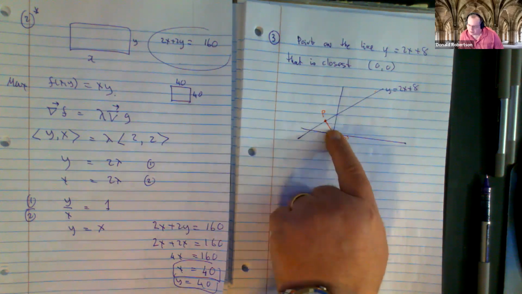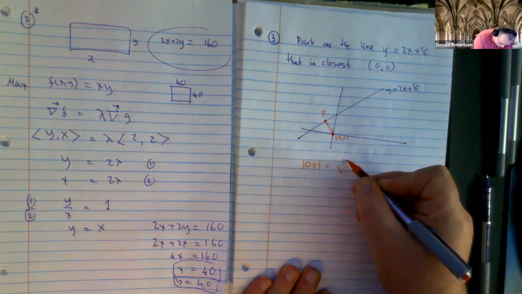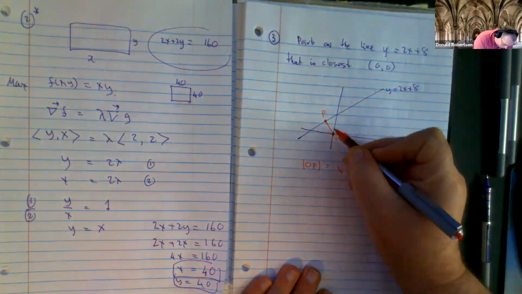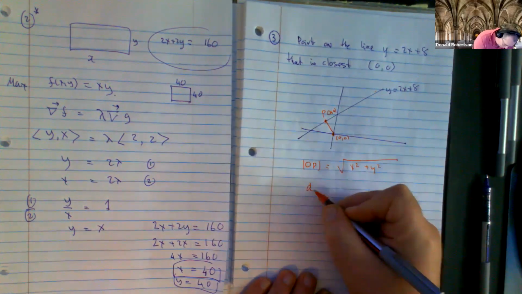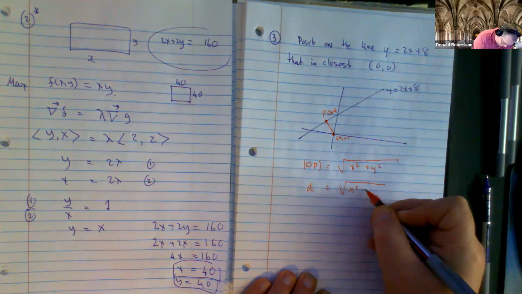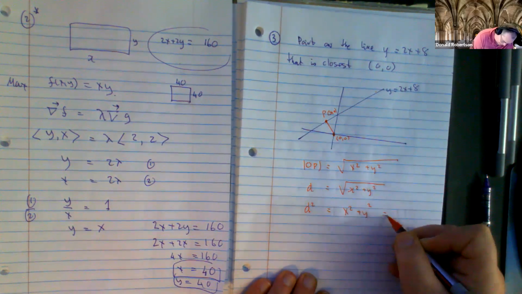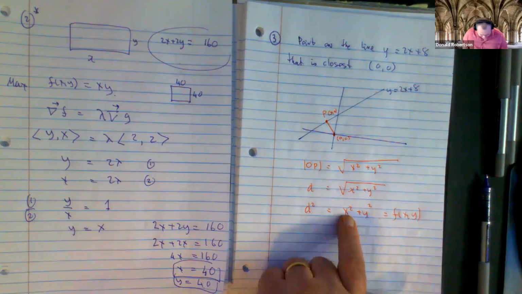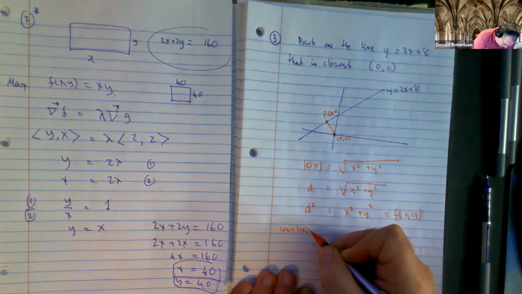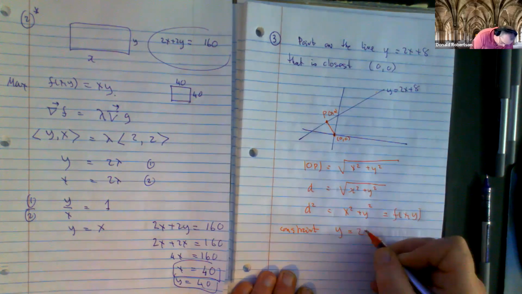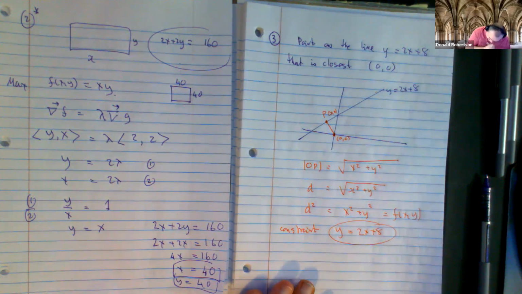Great. Now, the distance from O to P is the square root of, well, since that's the origin, and I'll call that xy, it's basically just x squared plus y squared. And we typically call this d, for distance. And we typically square it. So that is going to be the function that we need to minimize. And the constraint function is that y has to equal 2x plus 8. So basically this is going to be our g of x.